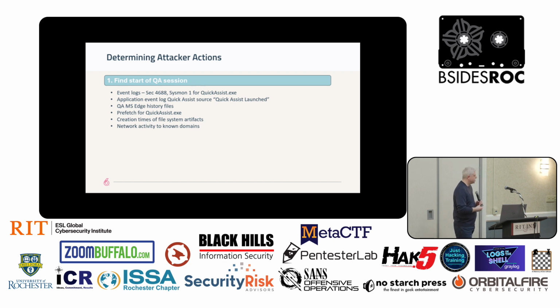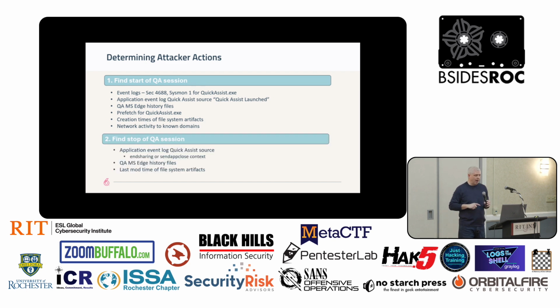The way that I would recommend doing this is you first find the start of the Quick Assist session. When did this session start? We can do that through a number of different ways. We can look at the application event log for Quick Assist. The MS Edge history files that I just talked about have that information as well. You can look at prefetch. You can look at the creation time of all the file system artifacts. If you have network activity being logged, you can see when that system goes out to that Microsoft site. So there are multiple ways that we can figure out when the QA session started.